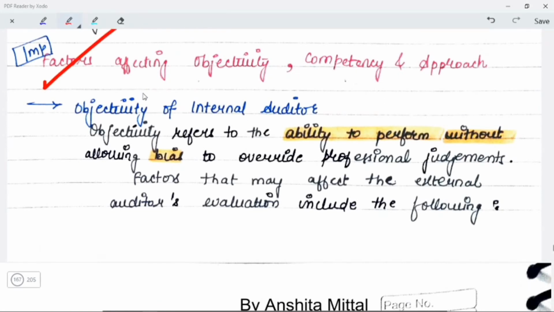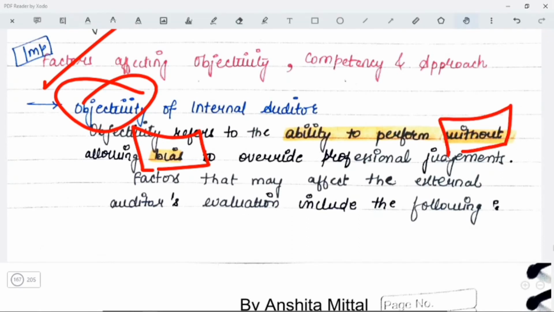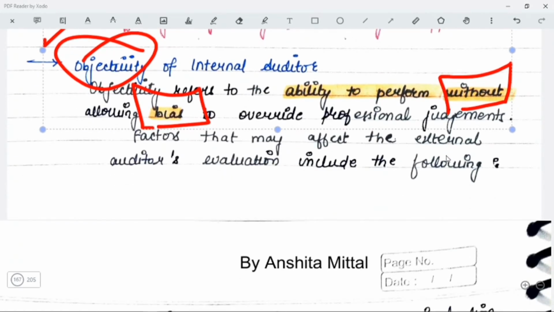So let's talk about the objectivity of the internal auditor. Objectivity refers to the ability to perform without allowing bias to override professional judgments. Factors that may affect the external auditor's evaluation include the following.